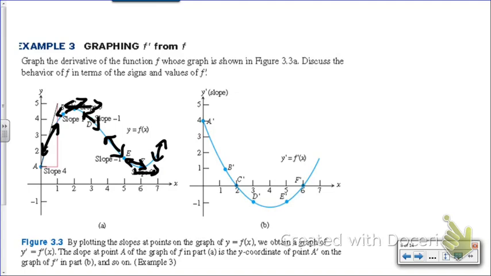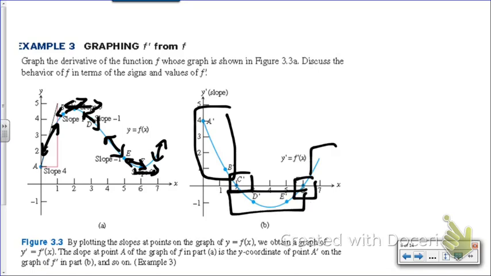As we look at the graph, we can tell that when I have a positive slope on the slope graph, we are above the x-axis. That would be this part here. When we have a slope of 0 on the graph of the function, we are on the x-axis. When we have a negative slope, we're below the x-axis. Again, here we're on the x-axis, and then when there's a positive slope, again we're above the x-axis.